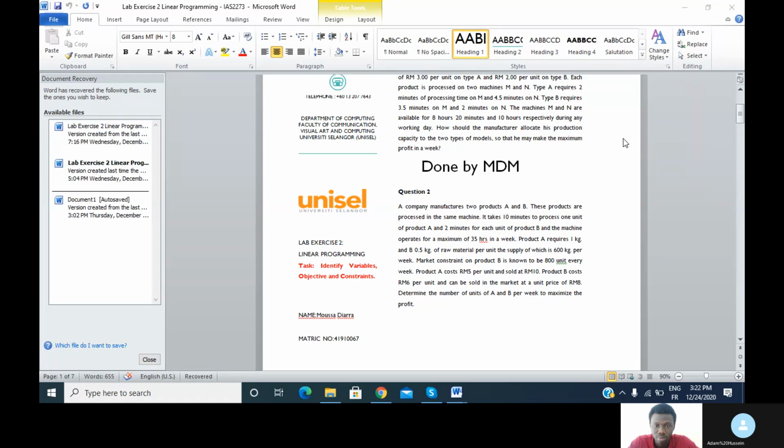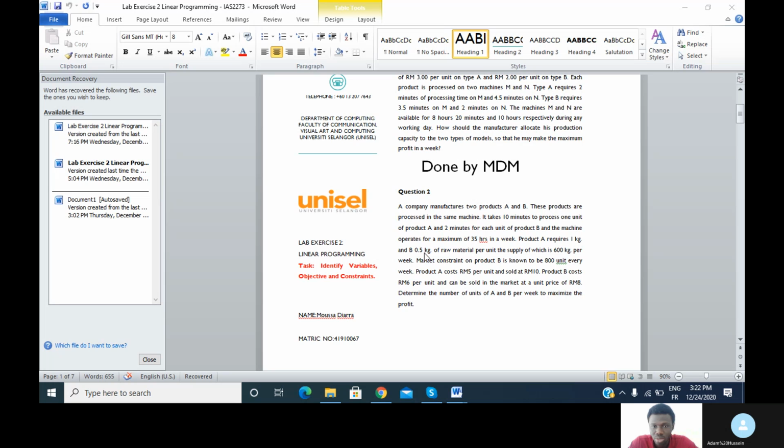I'm going to explain one exercise on case study, which is question 2. A company manufactures two products A and B. These products are processed in the same machine. It takes 10 minutes to process 1 unit of product A and 2 minutes for each unit of product B, and the machine operates for a maximum of 35 hours in a week.